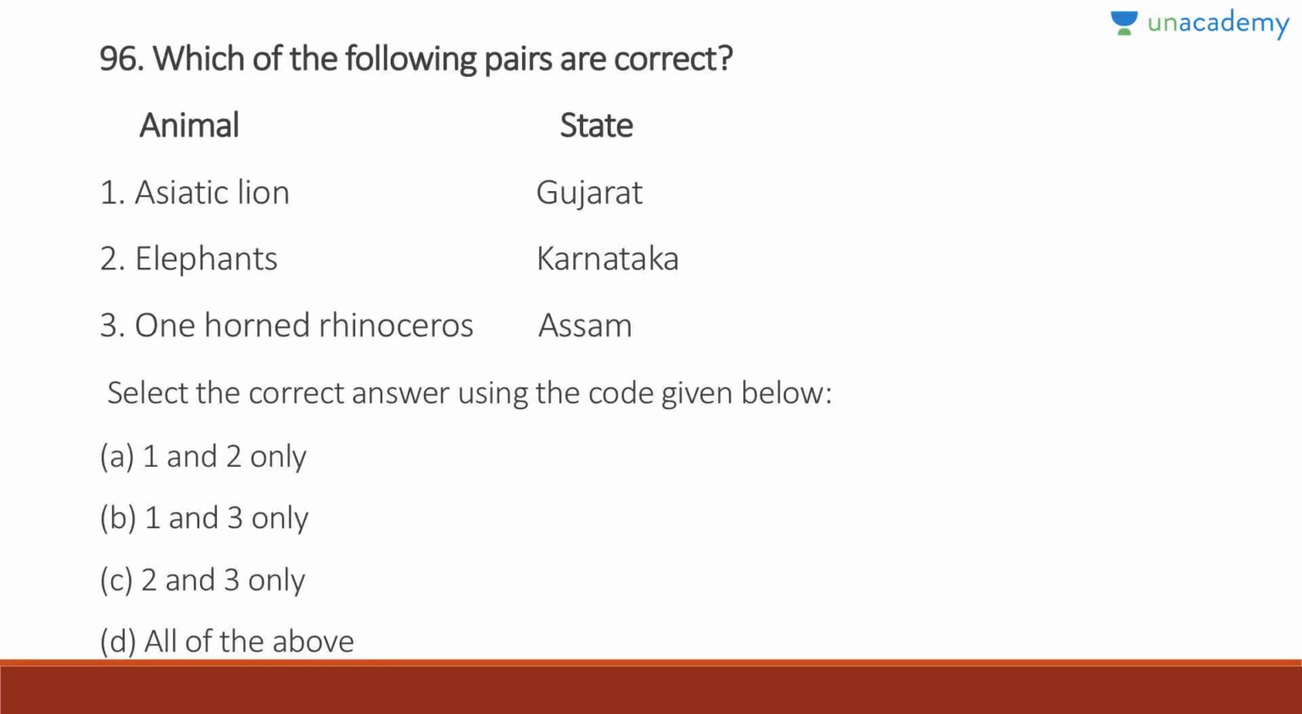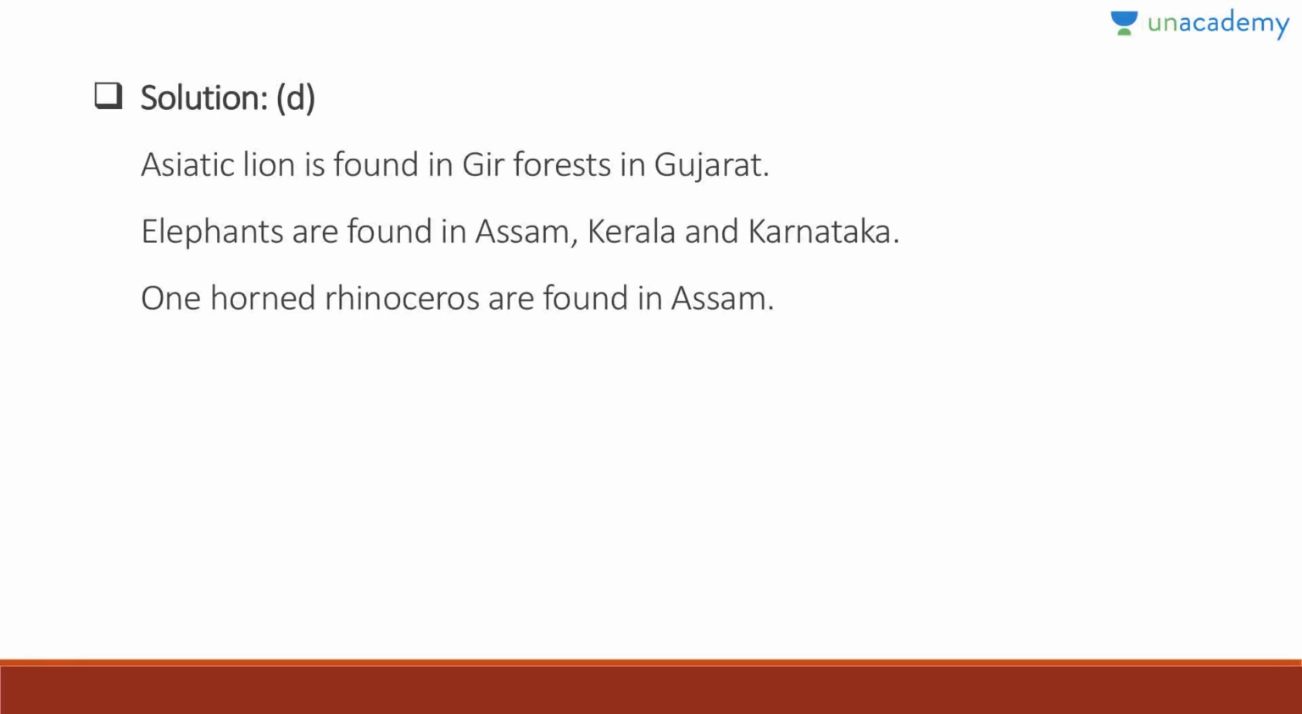Question number 96. Which one of the following pairs are correct? Asiatic lion is in Gujarat. Yes. Elephants in Karnataka. Yes. One-horned rhinoceros, Assam. Yes. So answer here is D, all of the above. All these statements are correct. Asiatic lion is found in Gir in Gujarat. You might have heard about Kaziranga National Park, that is in Assam. One-horned rhinoceros. And elephants are found in Assam, Kerala and Karnataka.